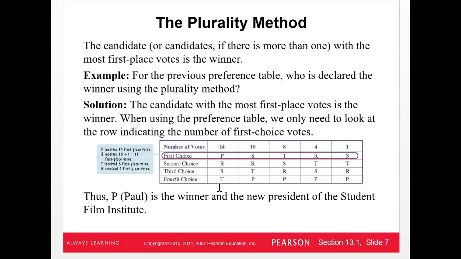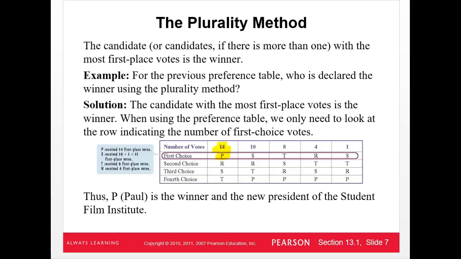All right, the plurality method. Here we look for the candidate with the most first place votes, and that's the winner. If it's a tie, we'll get to that in a little bit, but typically if we have just one candidate with the most first place votes, they're the winner. If we're looking at a preference table, we're just looking along the top row, the first choice. We see there were 14 that voted for P. Then there were 10 for S, another one over here for S, so that's 11 total for S, 8 for T, and 4 for R. So P was the winner because nobody beat 14.